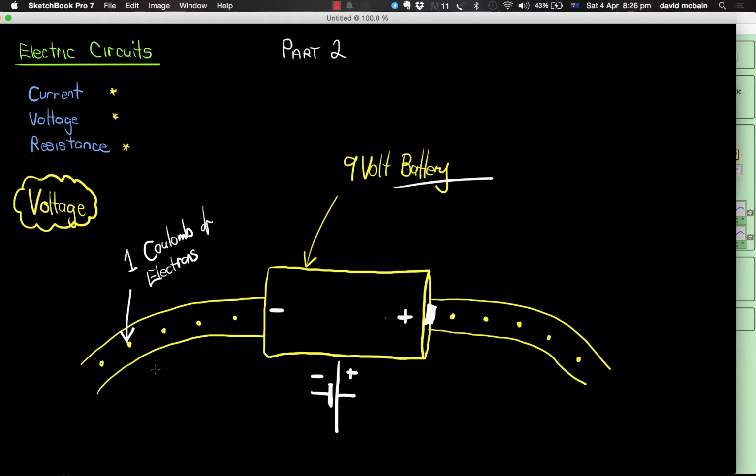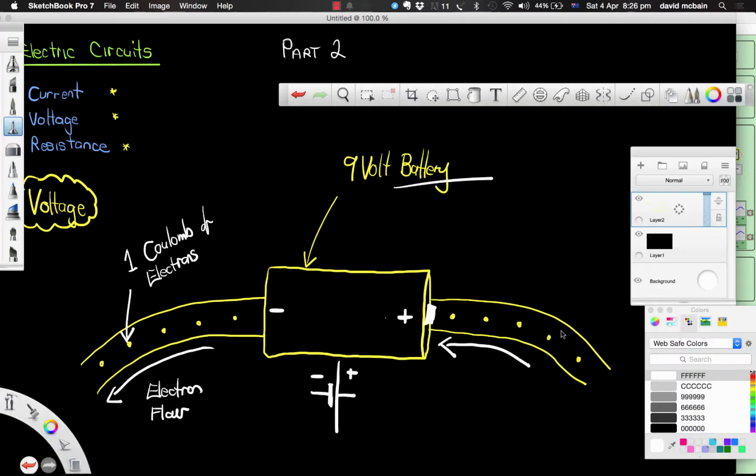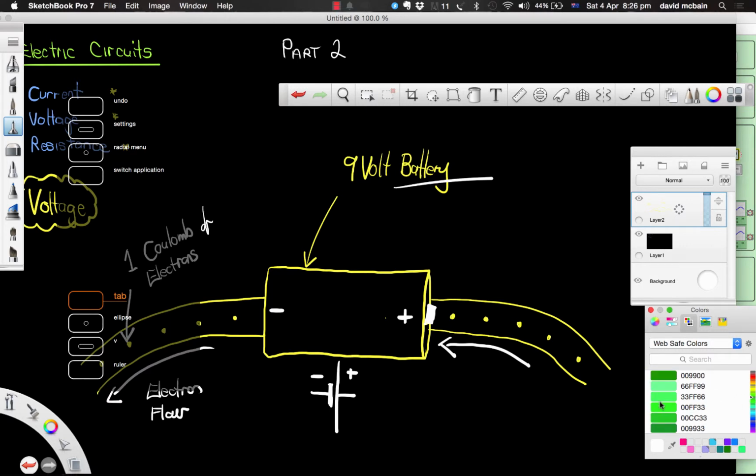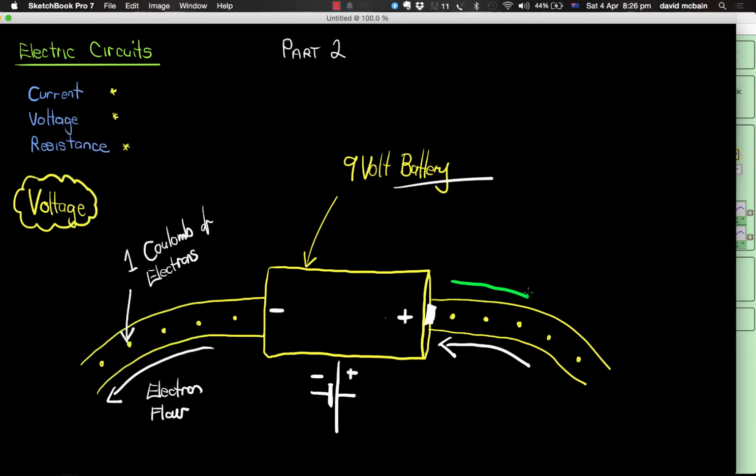Because this is the negative end of the battery and this is the positive end, the electrons are going to be repelled from the negative end and attracted to the positive end. So the direction the electrons are going to flow is in that direction. They'll go around the circuit and they'll re-enter over here. So that's the direction of electron flow. Of course, the direction of current will be the opposite direction. So that is the direction of current.